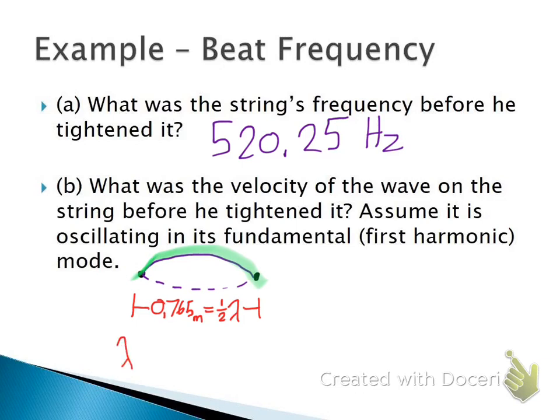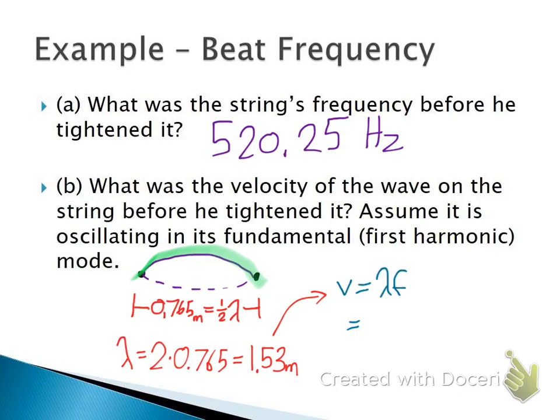This allows me to solve for my wavelength, and once I have that wavelength, I can just run it into the wave equation that works for every single wave, v equals lambda f. I know my wavelength, and I know my frequency. Multiplying those together, I find my velocity to be about 796 meters per second.